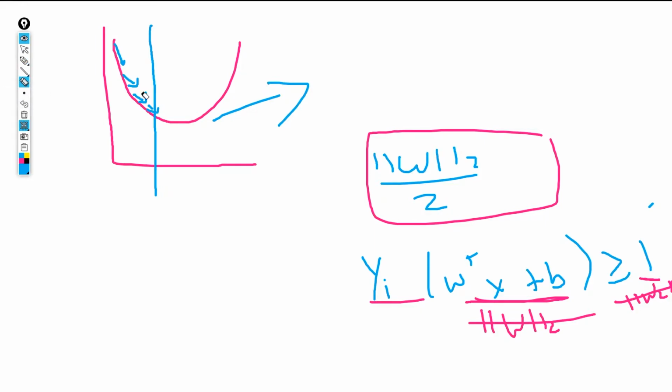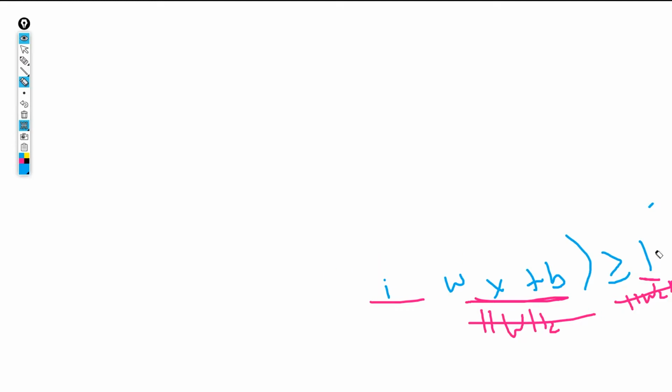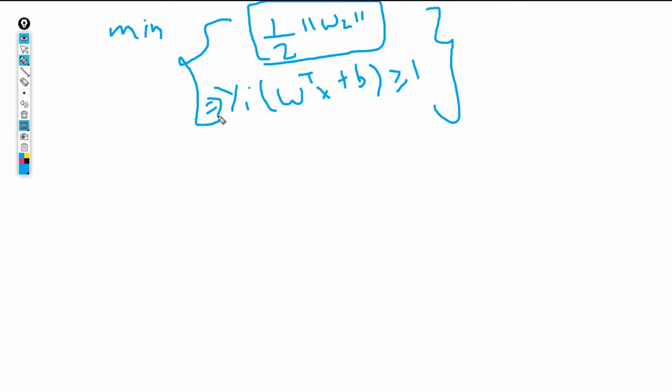So for that, what we are going to do is use the primal form. We are going to introduce a slack variable, or you can say that we are going to allow some error to happen. For that, we have to understand the concept of outliers in SVM.